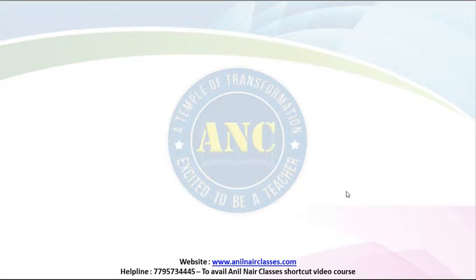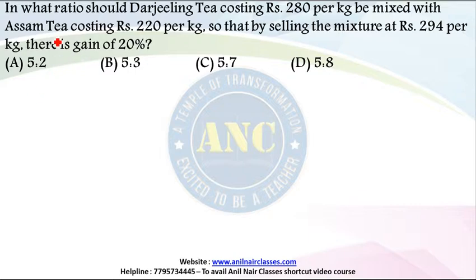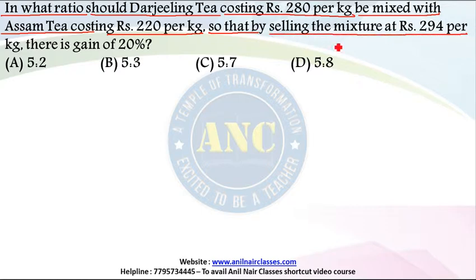Now please see another variety of questions that are asked in alligation. Your question is, in what ratio should Darjeeling tea costing 280 rupees per kg be mixed with Assam tea costing 220 rupees per kg, so that by selling the mixture at 294 rupees per kg, there is a gain of 20%. That means in the question, profit percentage values will be given and selling price will be given. How to solve that variety of questions?